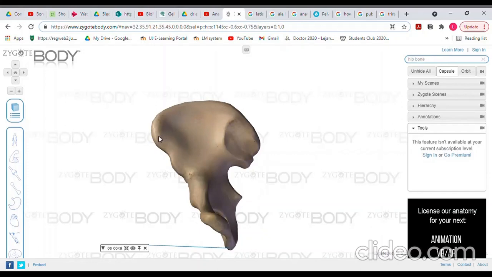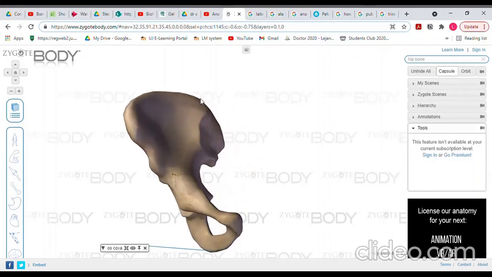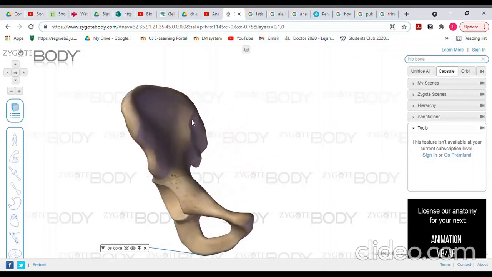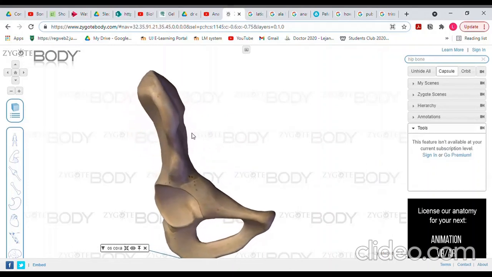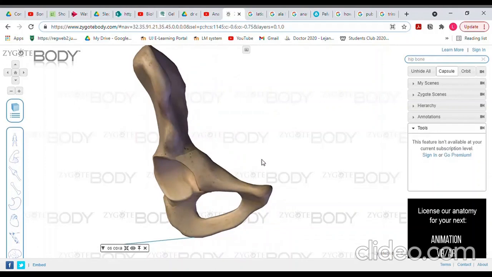And what else? This is everything we have to know about the ilium. And now let's look at the next bone. What is the next bone? It is the pubic bone, or the pubis.